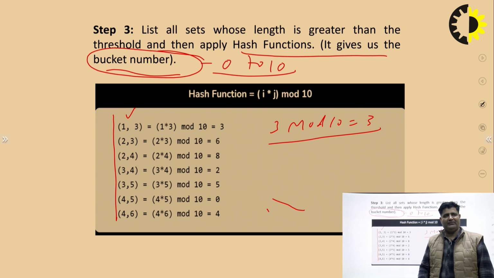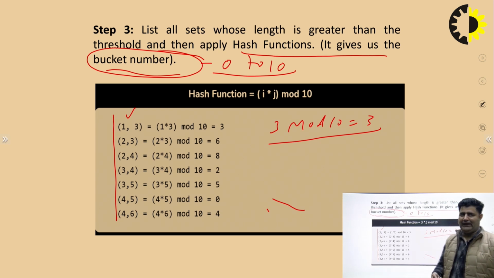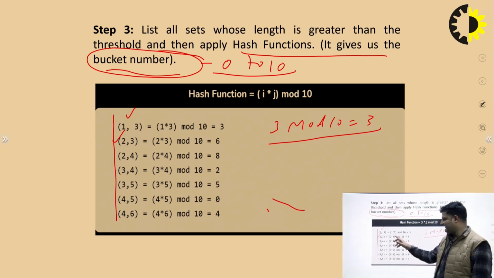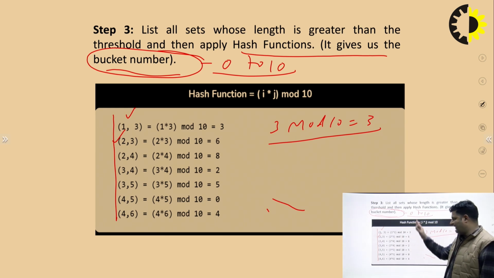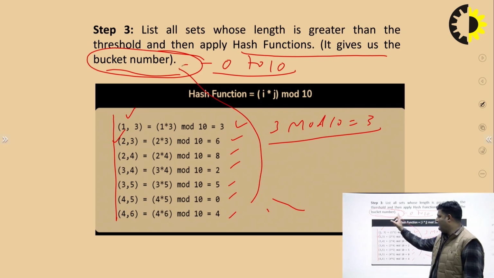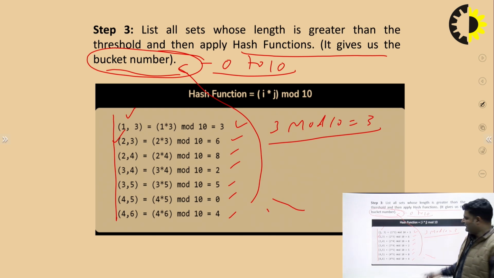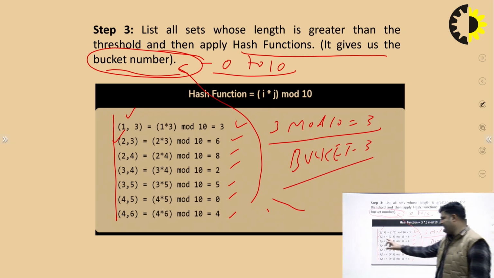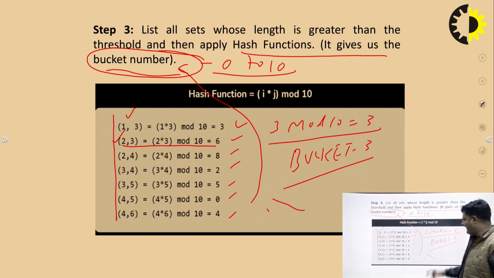So what happens with the help of this value? Every time we take all the pairs. Similarly, we have the pair 2 3. We again find the product of 2 and 3 mod 10, then find this value. With the help of this, we find the bucket number. So this item pair 1 3 lies in bucket number 3, and this other item pair lies in this bucket number.